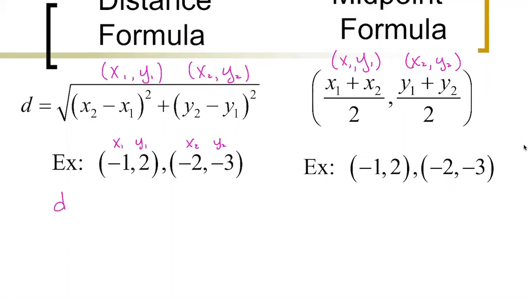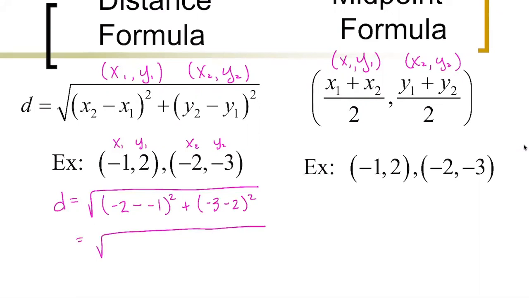So to find our distance, we're going to take -2. Now, here's where you have to be careful. Minus a -1. So what tends to happen is people lose a sign there, so be careful with that. Plus -3 minus 2 squared. Then it's just a matter of simplifying. 2 negatives here would make that a positive. So we'd have -1 squared plus -5 squared.